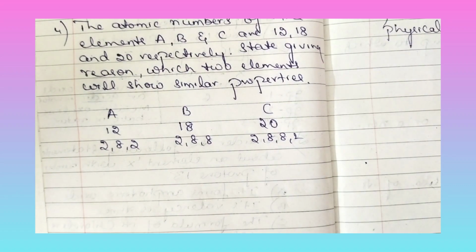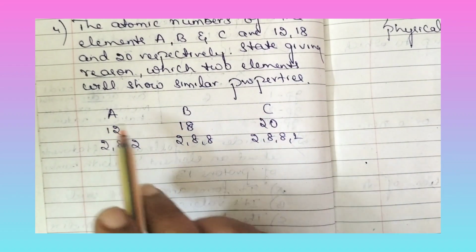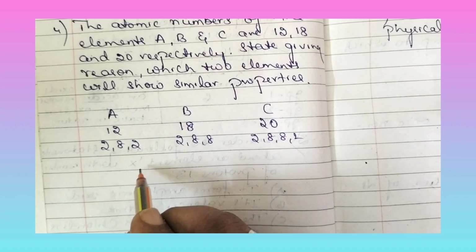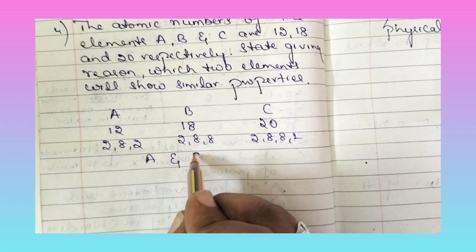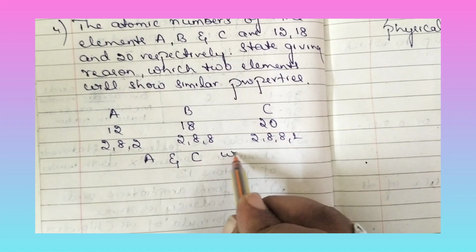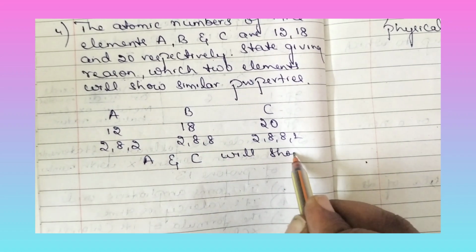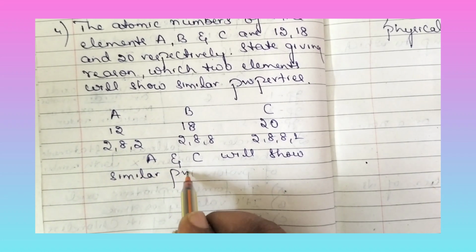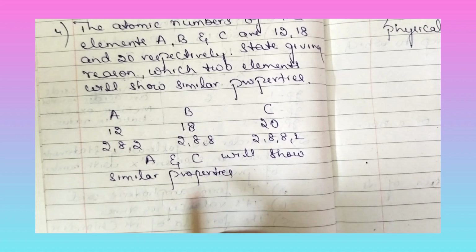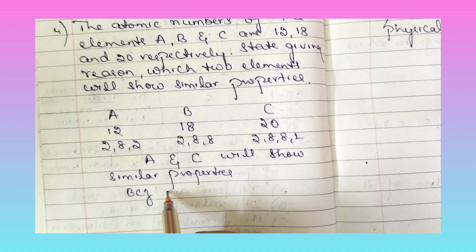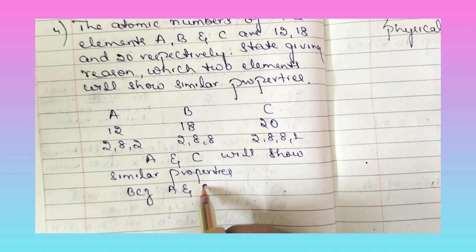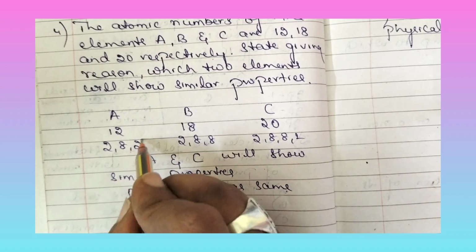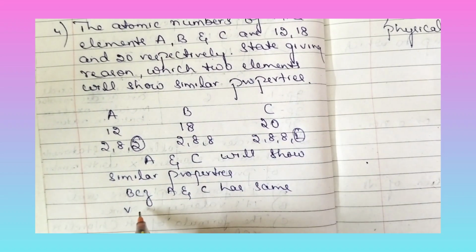This is the configuration. So now among these 3, A, B and C, which two elements will show similar properties? So element A and element C will show similar properties. We have to give the reason for this, because A and C have the same valency. Both have valency 2.